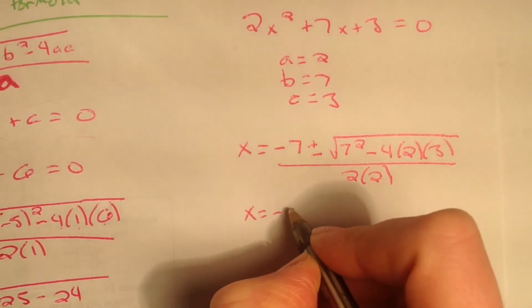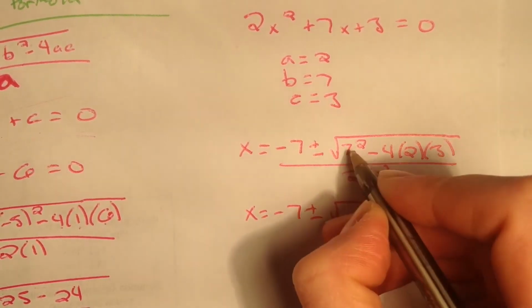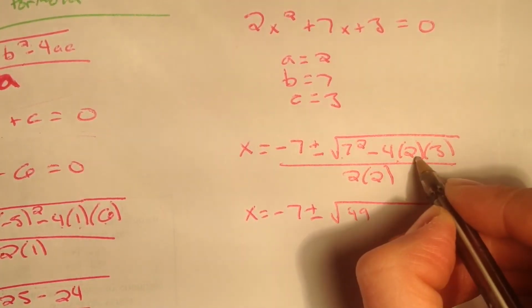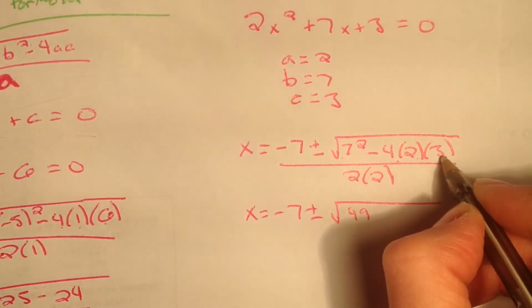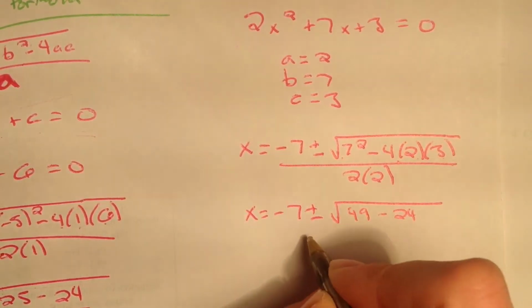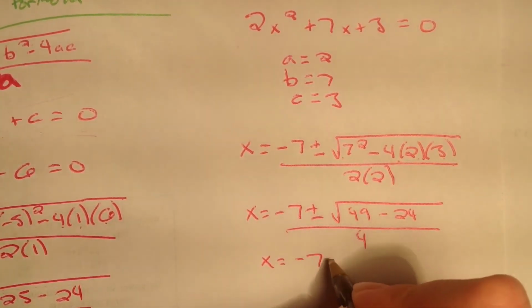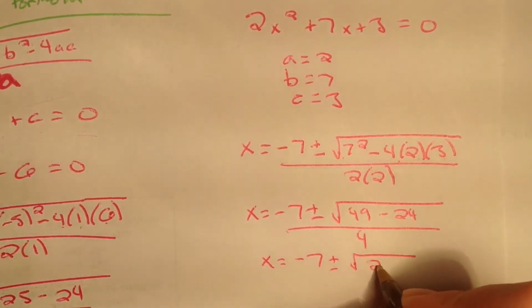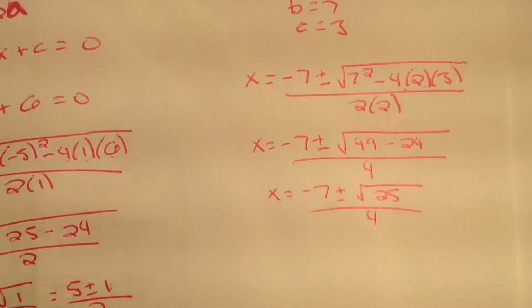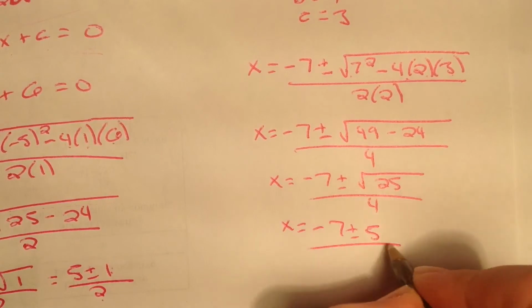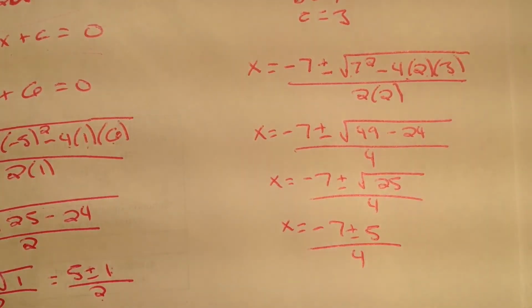So x equals negative b plus or minus 7 squared is 49. 4 times 2 is 8. 8 times 3 is 24. So we have minus 24 all over 4. X equals negative 7 plus or minus the square root of 25 all over 4. X equals negative 7 plus or minus 5 all over 4, because square root of 25 is 5.